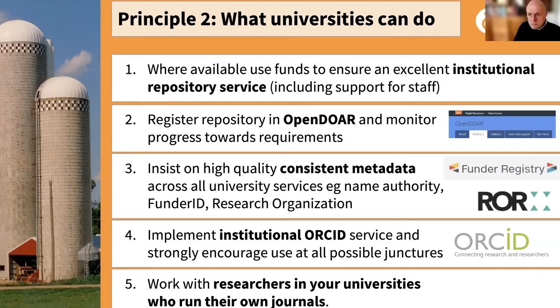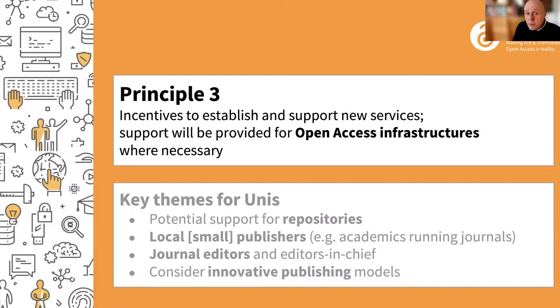Thanks, Johan. Then on to principle three. Principle three is about incentives to establish and support new services for open access infrastructures where necessary. So the idea here is that since we are in a transition towards open access, there may be infrastructures that are not yet supported or not supported sufficiently, or there may be open access venues that still need to be built because these are all still behind paywalls. Some of them are still behind paywalls.